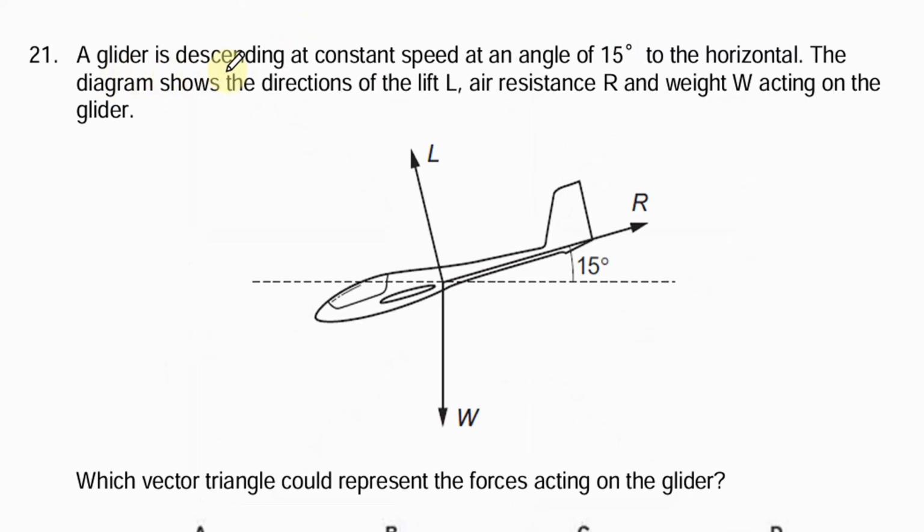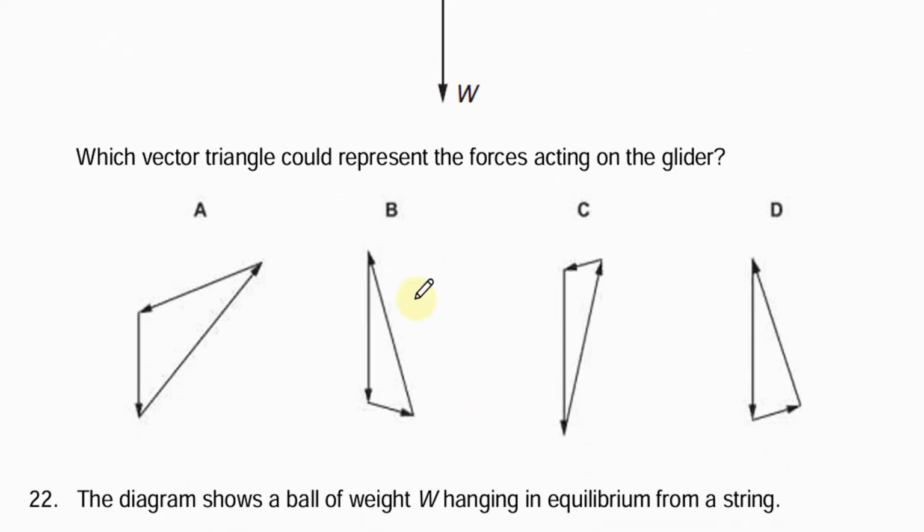A glider is descending at constant speed at an angle of 15 degrees to the horizontal. So 15 degrees. The diagram shows the directions of the lift L, air resistance R, and weight acting on the glider. Which vector triangle could represent the forces acting on the glider?